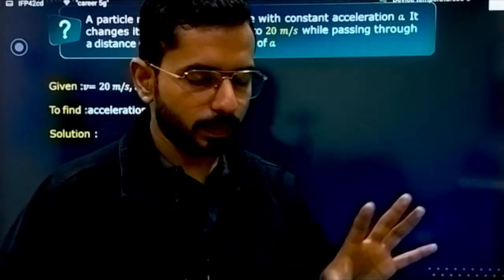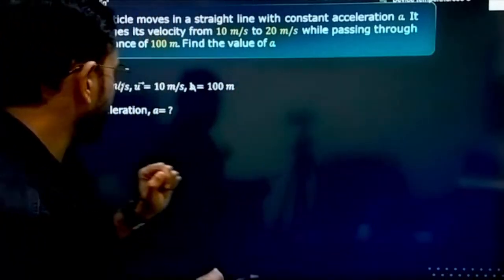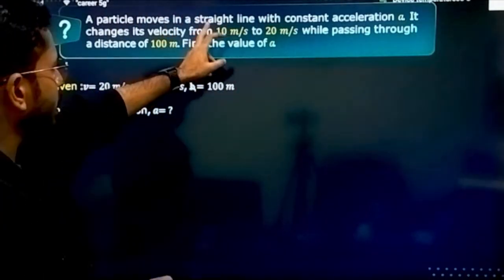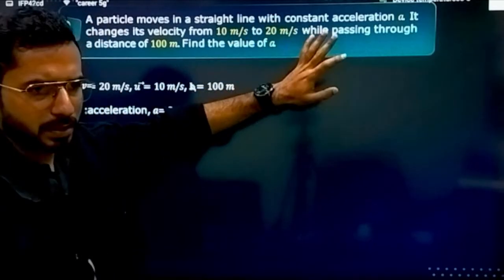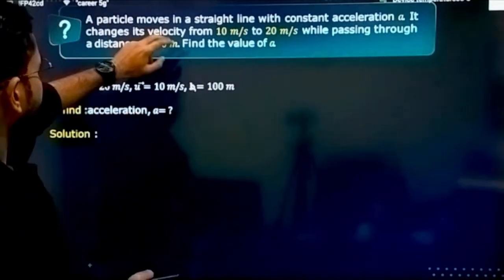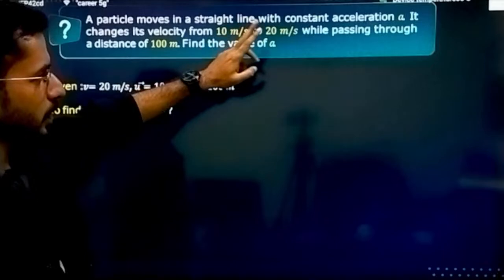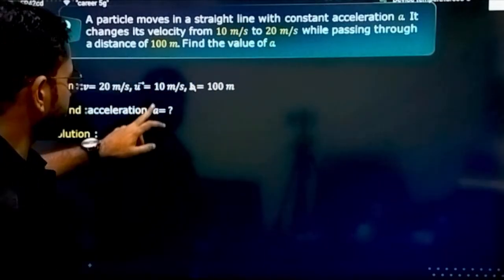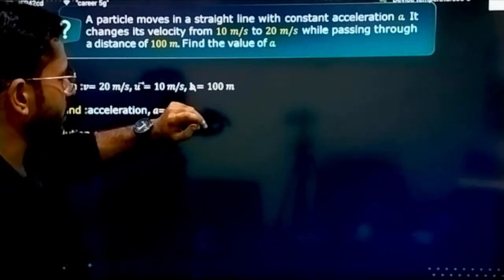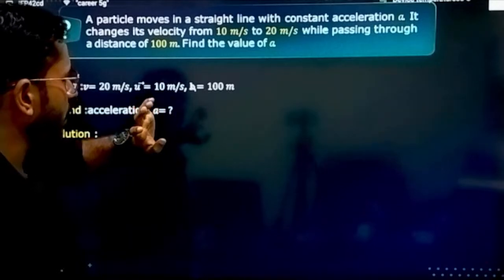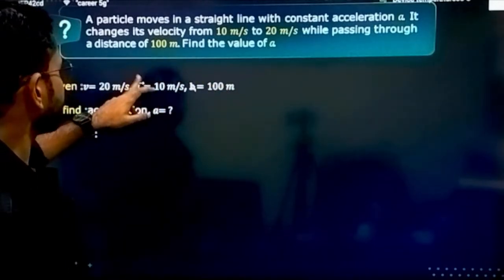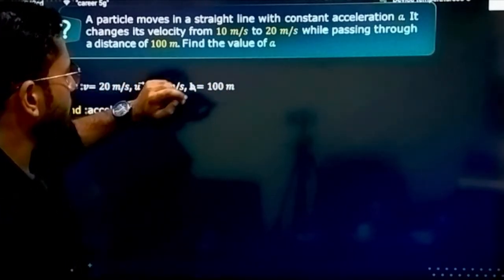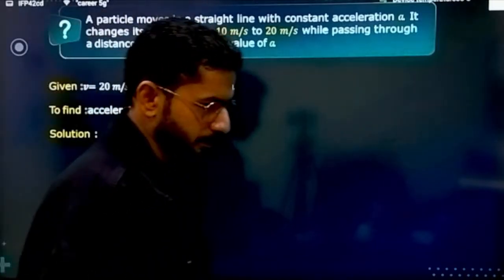It is given. Just firstly write all those values. Check here. A particle moves in a straight line with a constant acceleration. It changes its velocity from 10 meter per second to 20 meter per second. That means final velocity is 20 meter per second. While passing through a distance of 100 meter, find the value of acceleration.